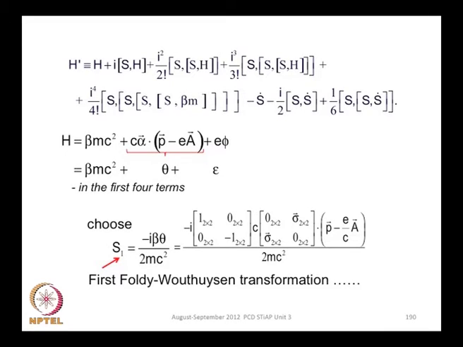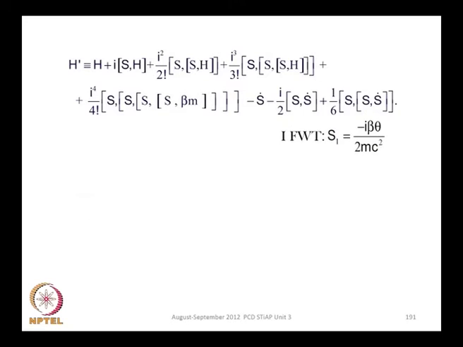So, this is the first Foldy-Wouthuysen transformation through an operator which is minus i beta theta over twice mc square, and now you can plug in this explicit form of the Dirac operators beta and theta, and you know how to find the commutation of beta theta with H, and using that you would know how to find the commutator of S comma H with S. So, it is simple but laborious.